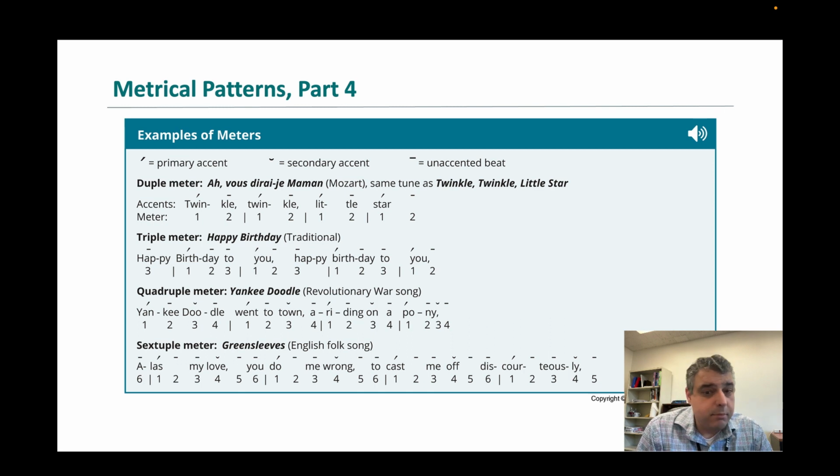And then a sextuple meter, we have Greensleeves. It's kind of like a 6/8 where the accent's going to be on the first pulse of every 6 beats, and then maybe the fourth, there'll be a strong beat on beat 4 as well. So you'd have, alas, my love, you do me wrong to cast me all discourteously.